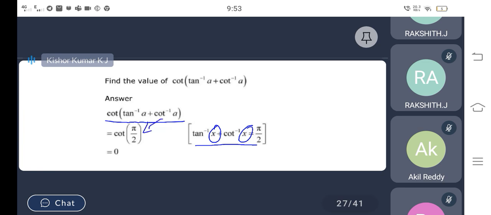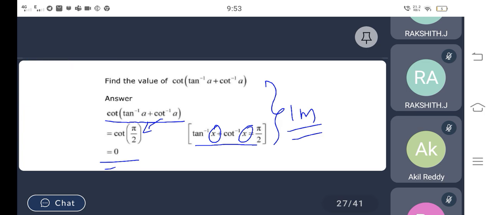So in this place, we have cot pi by 2, which means cot 90 degree. Cot 90 degree will be a 0 value. That is the answer. These kinds of questions you can expect for 1 mark. And also in your CET examination, they will ask these kinds of questions only. So you have to be prepared for all these types of questions.